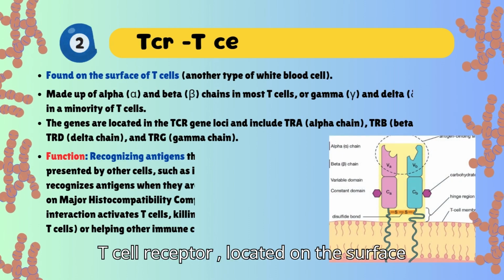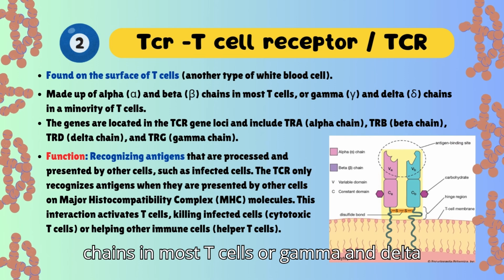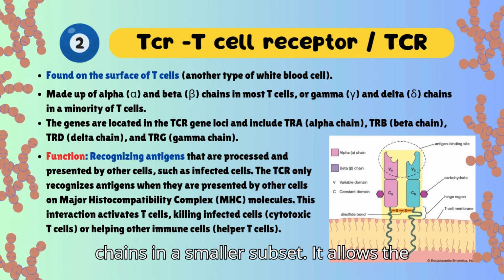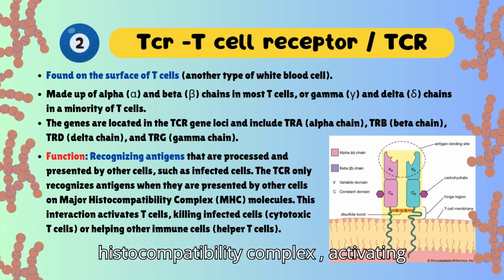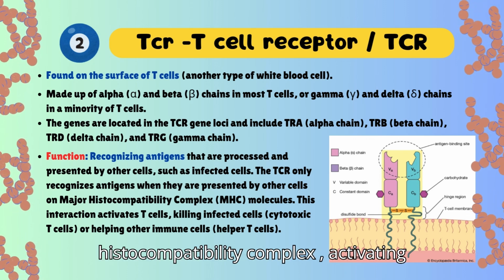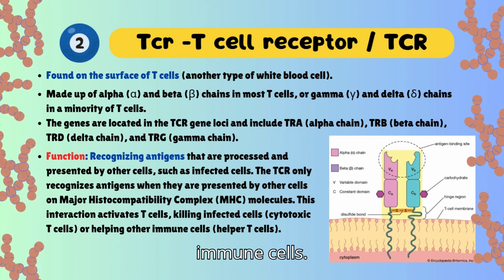T cell receptor, TCR, located on the surface of T cells, consists of alpha and beta chains in most T cells, or gamma and delta chains in a smaller subset. It allows the recognition of antigens presented by infected cells through the major histocompatibility complex, MHC, activating T cells to perform immune responses like killing infected cells or aiding other immune cells.